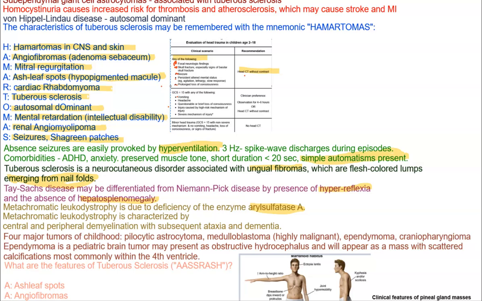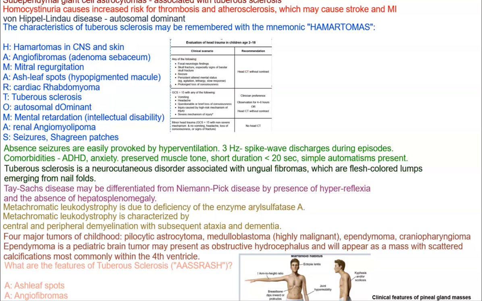4 major childhood tumors: pilocytic astrocytoma, medulloblastoma, remember this is the most highly malignant one out of all 4, ependymoma, other ones are relatively benign, and then craniopharyngioma. Ependymoma is a pediatric tumor that may present as obstructive hydrocephalus and will appear as a mass with scattered calcifications, most commonly within the 4th ventricle.